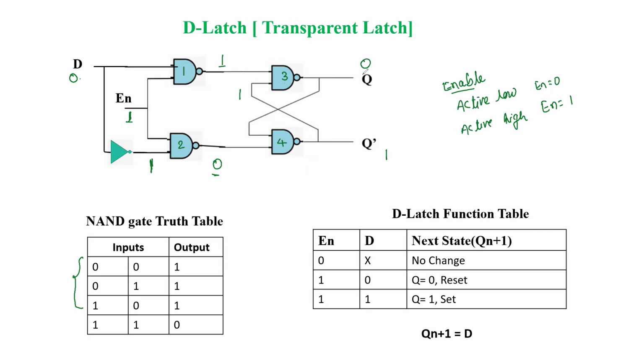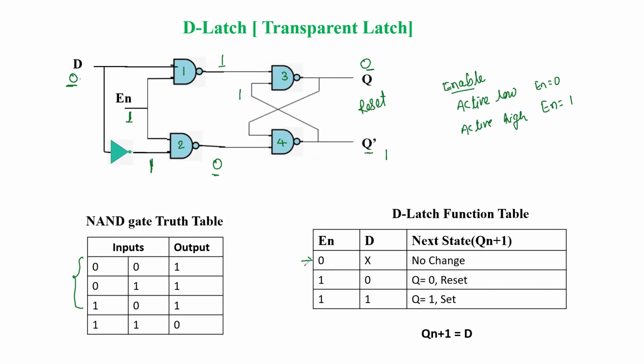So now here what we are seeing is that we are giving the input D equal to 0, and we are getting output also Q equal to 0. So that's why D latch is called as transparent latch. And here Q is equal to 0 and Q dash equal to 1. So this is the condition of reset. So that we see in the truth table also here.